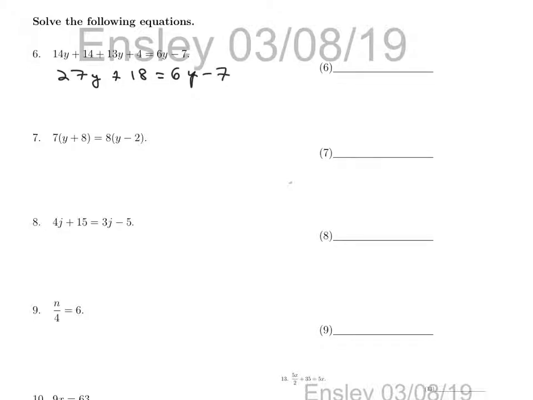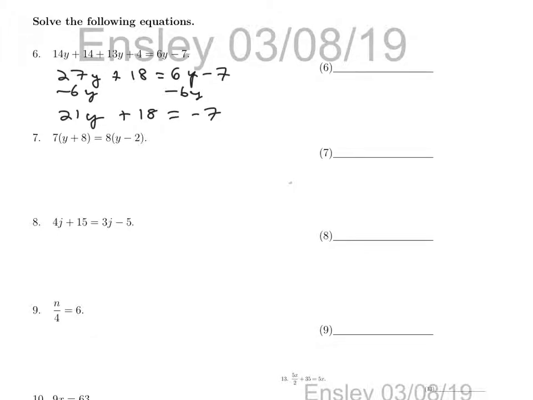And so one strategy that might help for the error some of you are making is always subtract the variable expression in a way that does not end up with a negative number. So in this case, I'm going to subtract 6y from both sides. And that will give me 21y plus 18 on the left. And the 6y minus 6y will cancel. I'll have just negative 7 on the right.